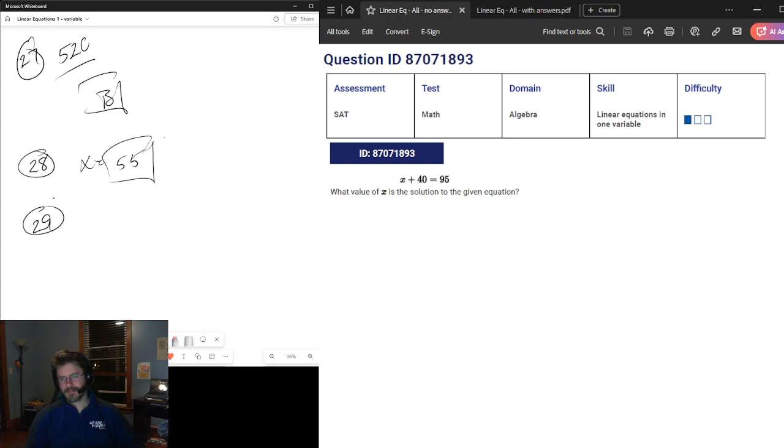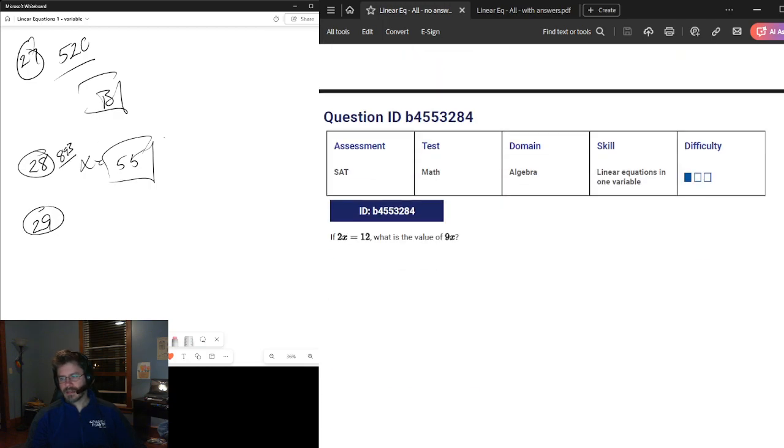29. That's code 893. What was the value of 9x? So the easiest thing to do here is divide by the 2 and actually solve for x. I've showed you guys how you can just manipulate it to get to the thing they want to find. Here, the numbers don't line up very nicely unless you multiply by like 4.5 or something like that. You could do that. Just solve for x, though. X is 6. 9 times 6 is, what, 54? That's code 284.